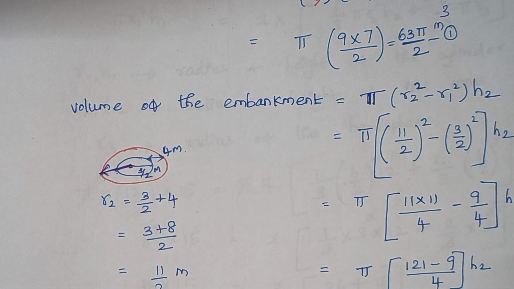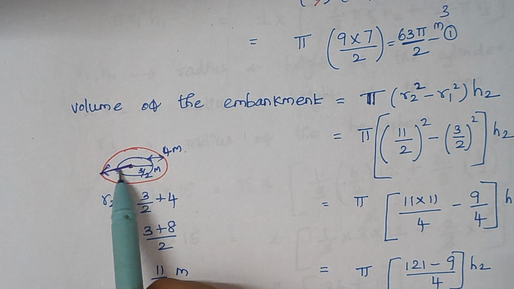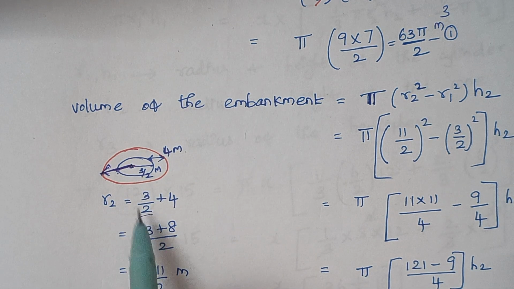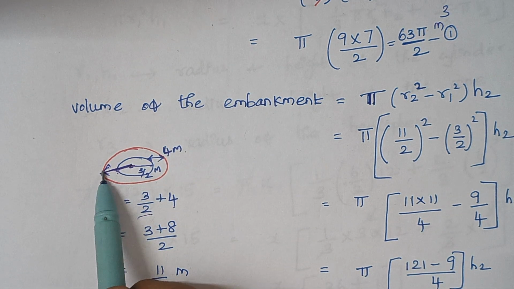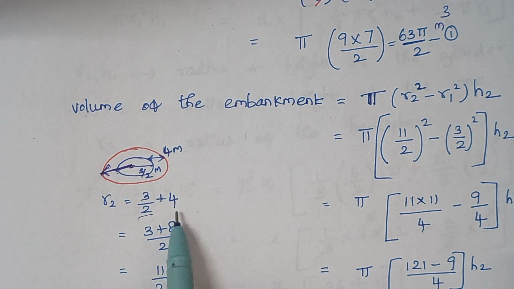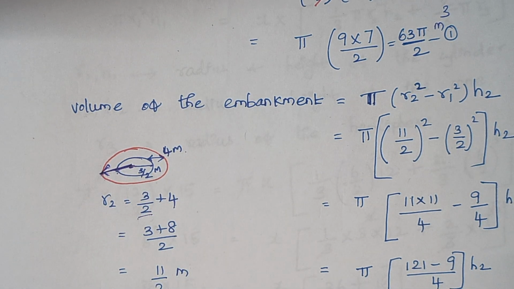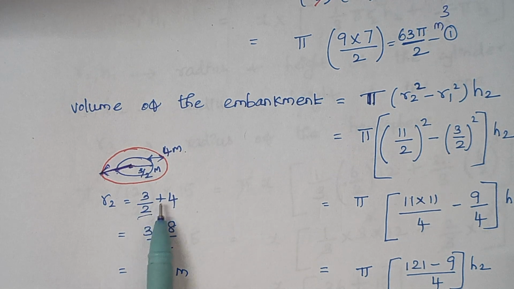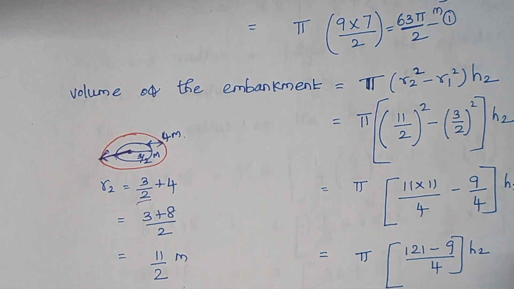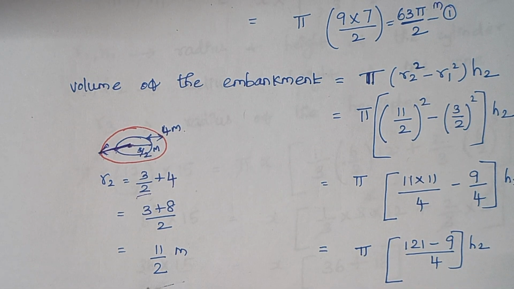So how to calculate the radius? We know the radius of the well. The radius of the well is 3 by 2, and the width is given as 4 meter. So when you add this 3 by 2 with 4, we will get the radius of the embankment. So 3 by 2 plus 4. When you take LCM, 4 2s are 8. So 3 plus 8 by 2, which is nothing but 11 by 2 meter. So this is the radius of the embankment.